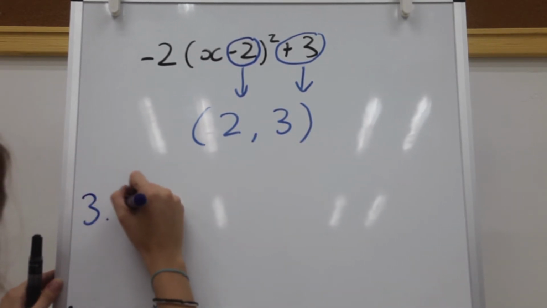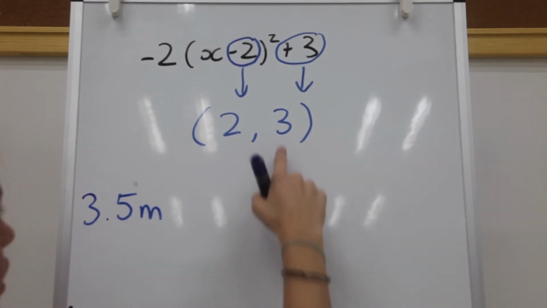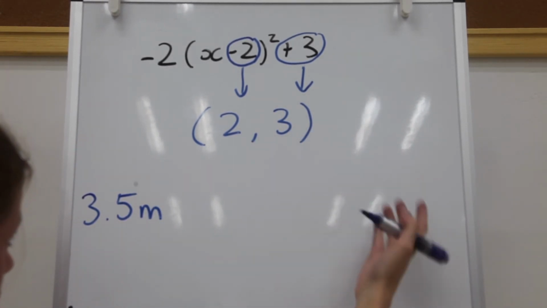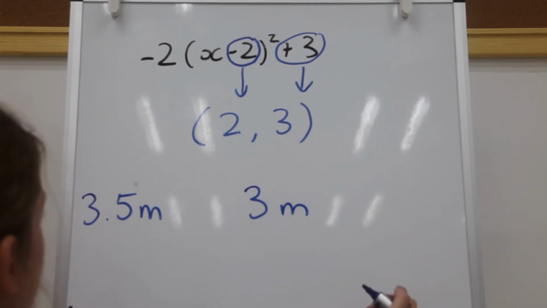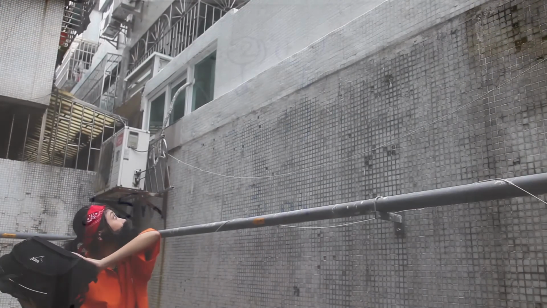Let's compare two numbers. The wall is 3.5 meters tall, and the highest point my bag will go is 3. Let's just give it a try.